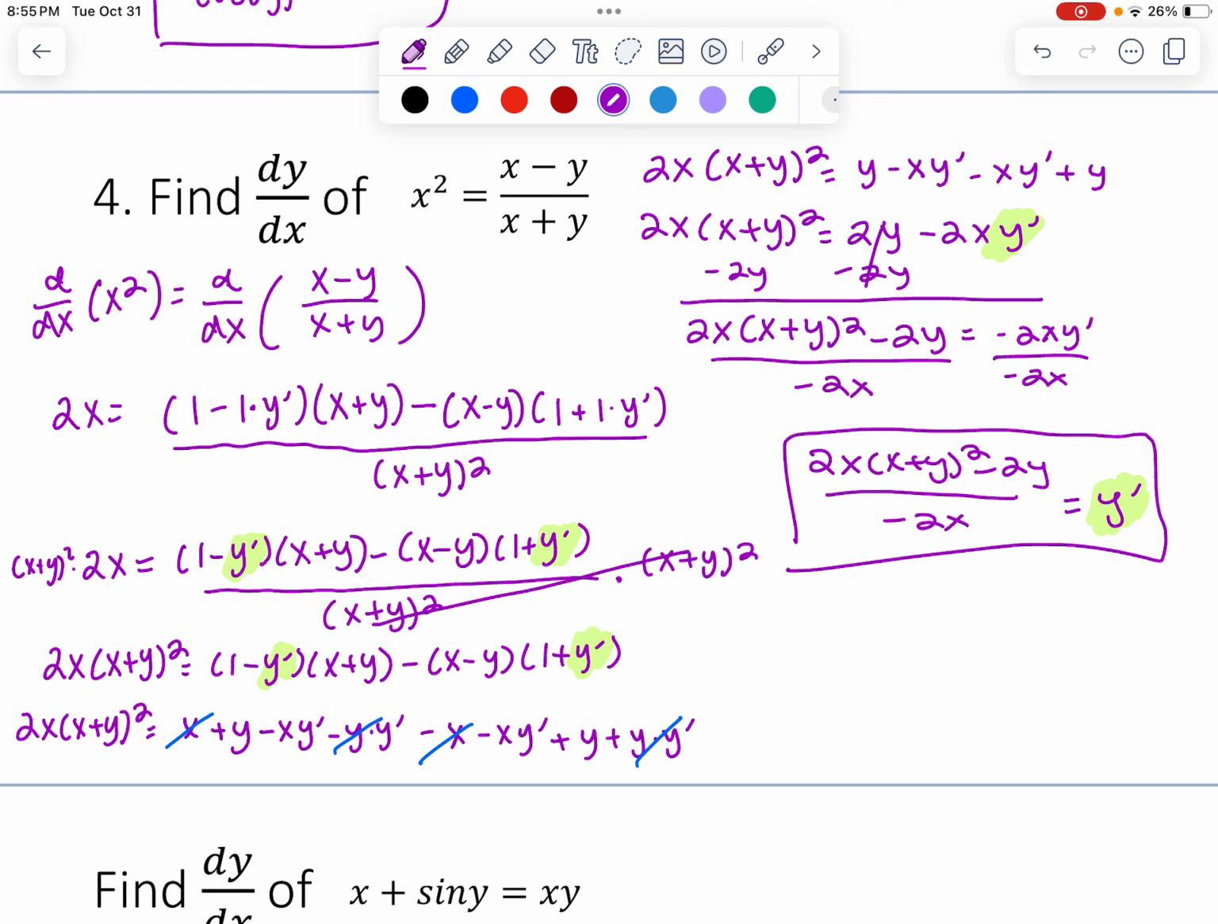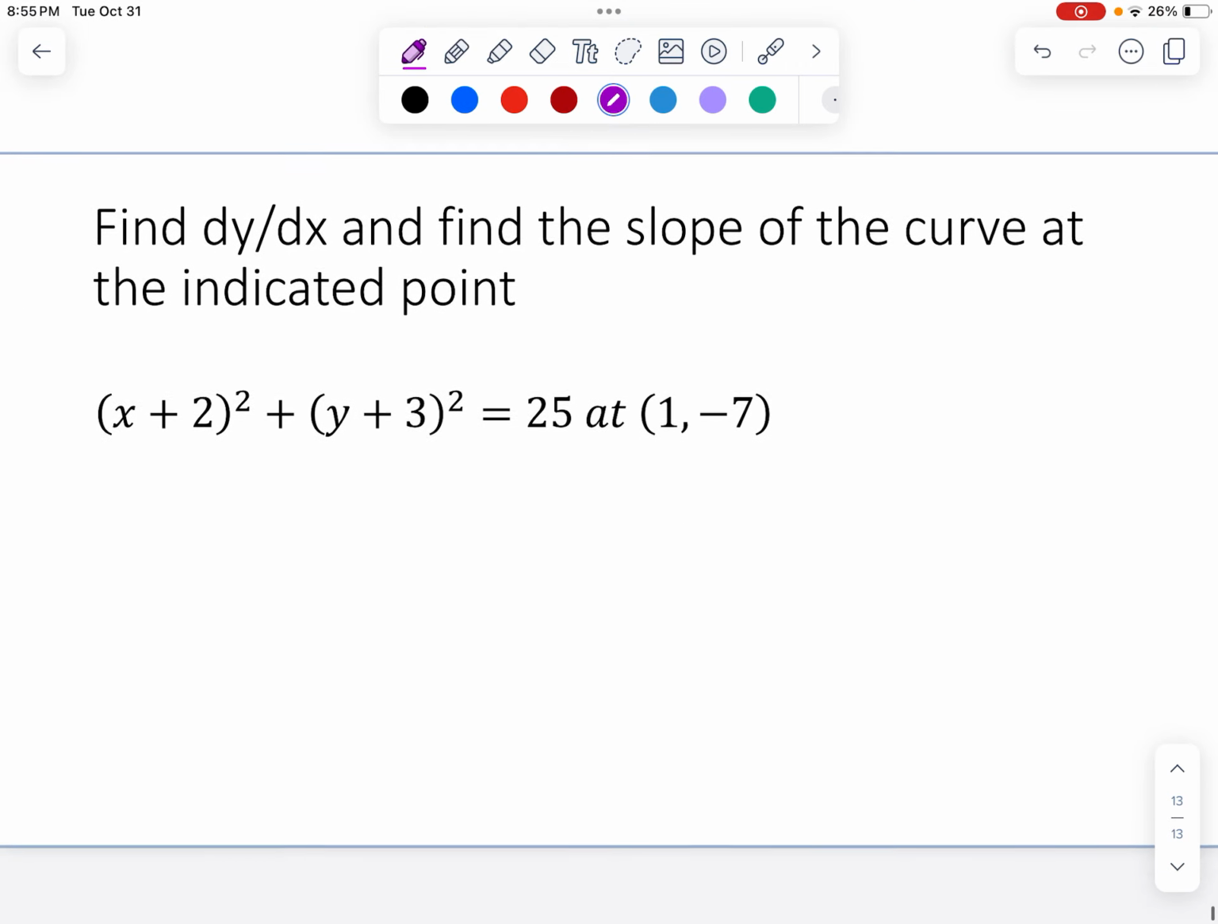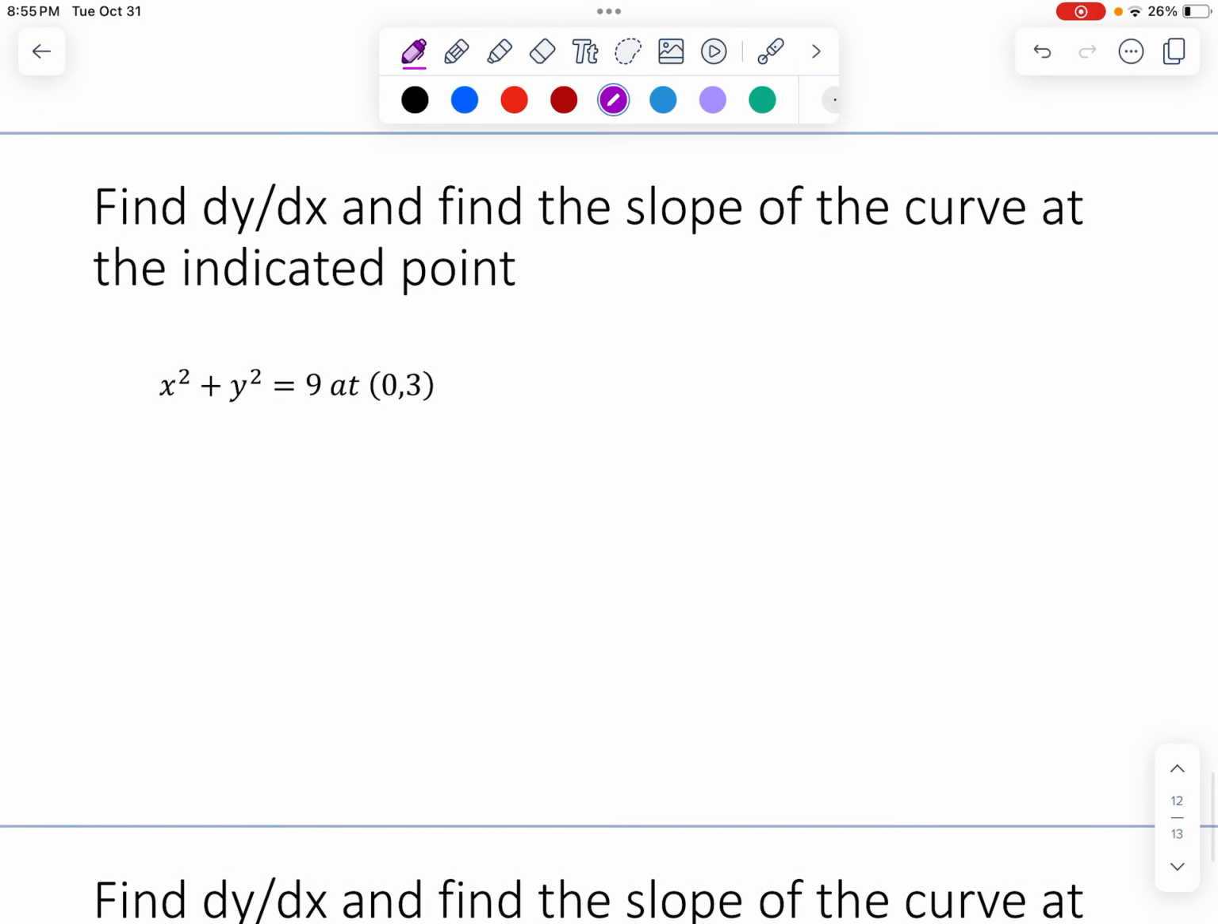So let's skip the next problem unless you really want to do it. And we're going to do one more kind of problem, maybe two more kinds of problems. But I'm assuming that we have been watching this video for a very long time. So this one says find the derivative of y with respect to x and find the slope of the curve at the indicated point. So x squared plus y squared equals 9 at (0, 3).